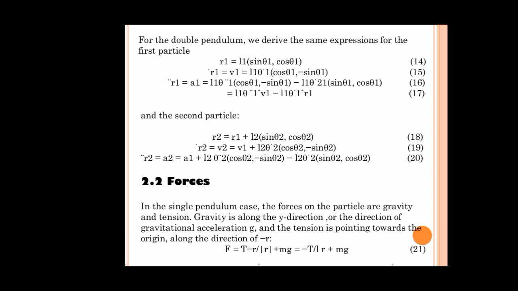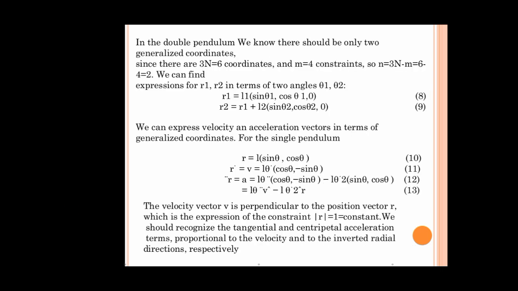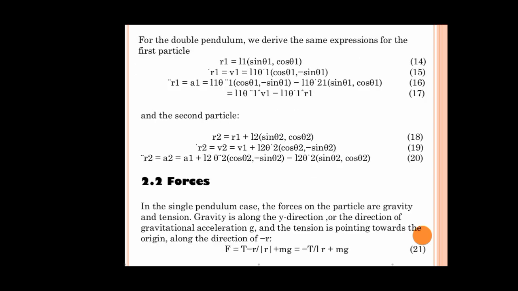The difference between the single and double pendulum is nothing but l1 theta1 dot v1 cap. So it is a double pendulum: l1 theta1 dot v1. And for the second particle, as for the first particle, r2 squared is equal to a squared, equal to a1. So we can compare both; it is a constant.